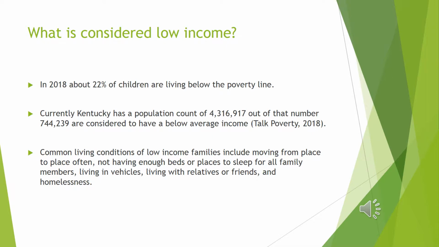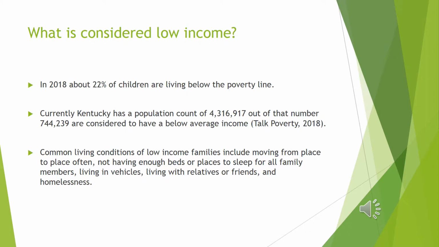In order to attempt to address my question, the first thing that I wanted to do was really understand what is considered low income. So through some of my research, I found that about 22% of children in 2018 were living below the poverty line. Currently in our state of Kentucky, the population is 4,316,917. And out of that number, 744,239 people are considered to be living below the average income.